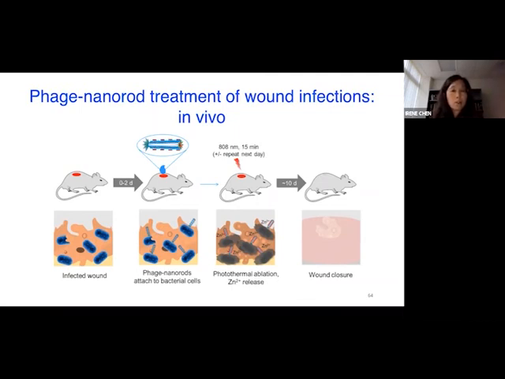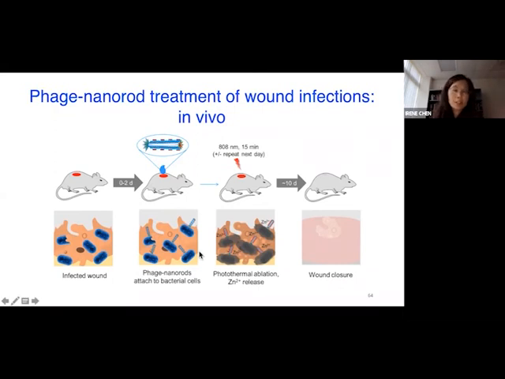We wait for that wound to mature. So then we treat with the phage nanorods and we irradiate. That's done on the same day. And we do it 2 days in a row for most of the experiments I'll show you.